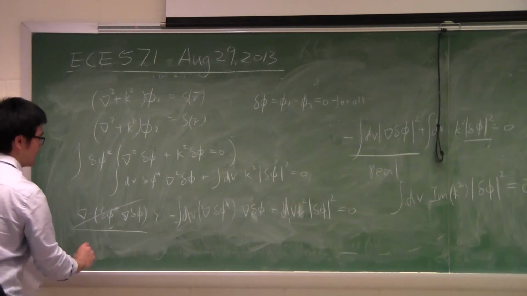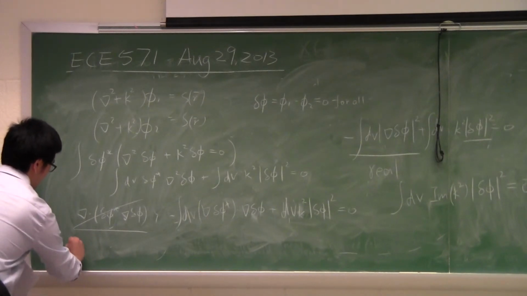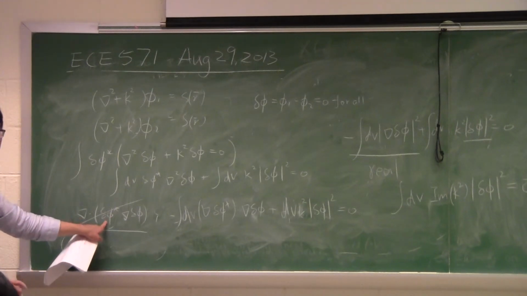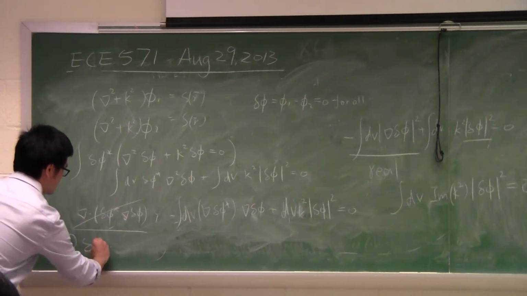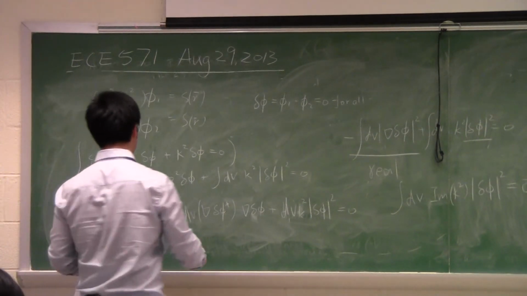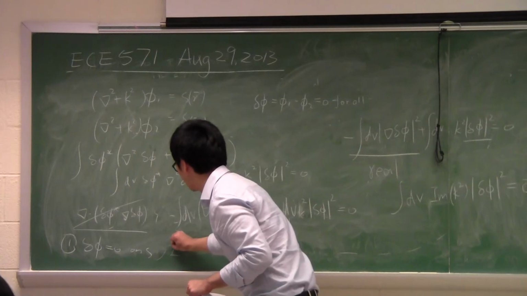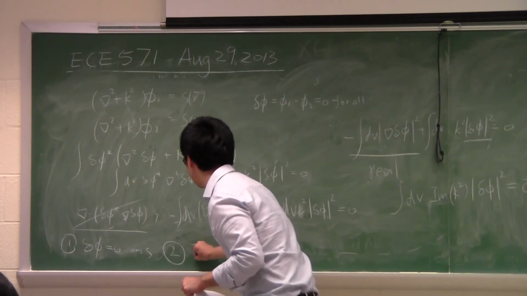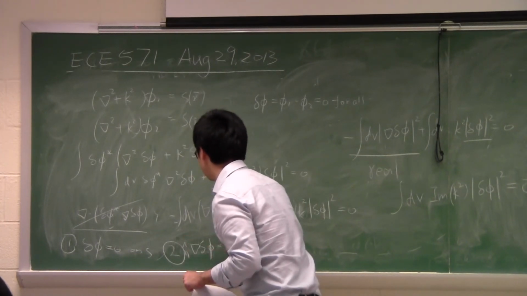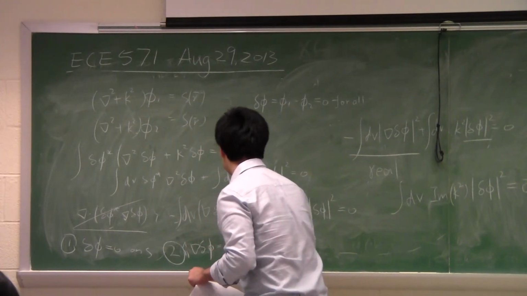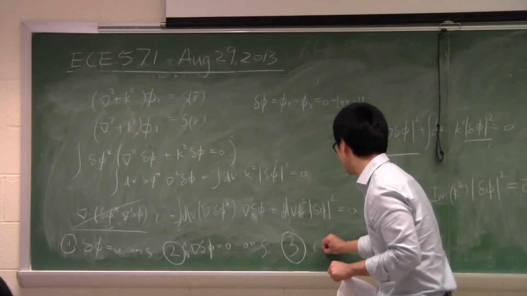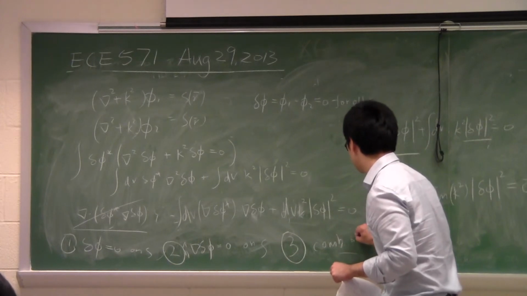Oh, the way we get rid of this part is to say that there are a few conditions. Number one is that if delta phi is equal to 0 on S. A second way is to make this normal gradient of delta phi equal to 0 on S. The third way is a combination of 1 and 2.